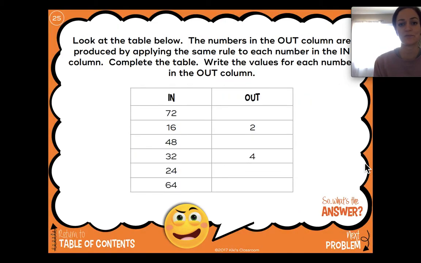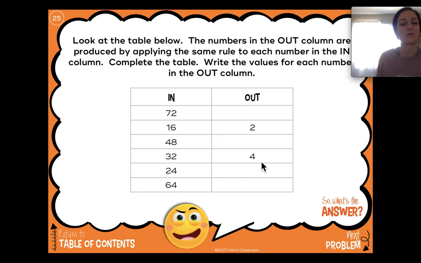Look at the table below. The numbers in the out column are produced by applying the same rule to the numbers in the in column. Complete the table. Write the values for each number in the out column. So what it's saying is, if you picture it, they put the number in the machine, okay? And then something happened to it and it came out as this number. So they put 16 in a machine, some equation happened to it and it came out as 2. Okay, the same rule happens to each one. So whatever happened to 16 will also happen to 48, will also happen to this one. So same rule. They put 32 in and they got 4.